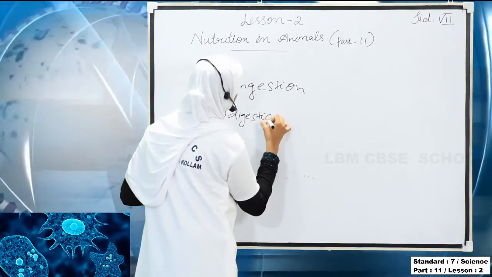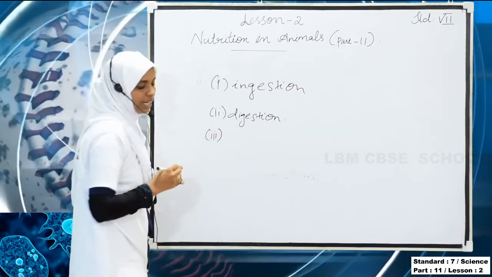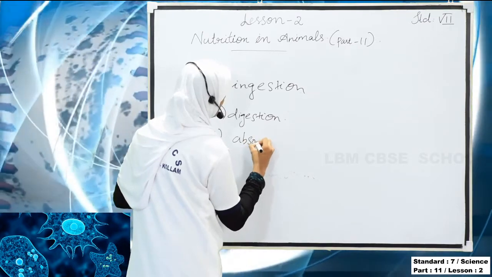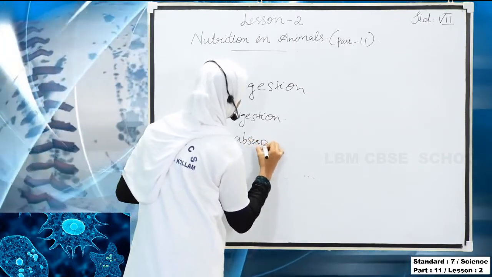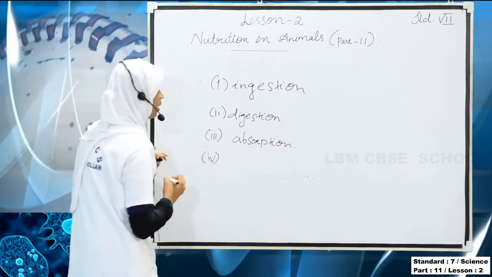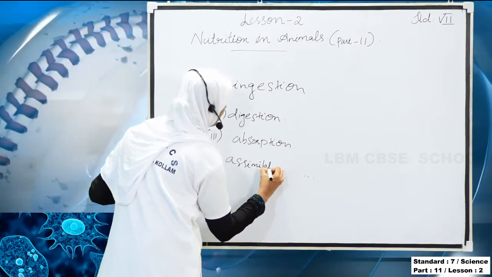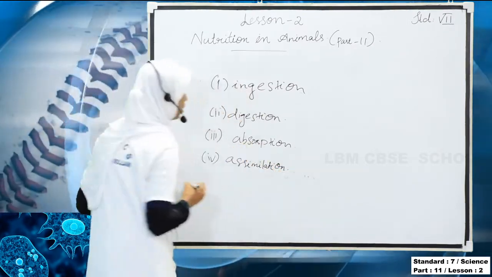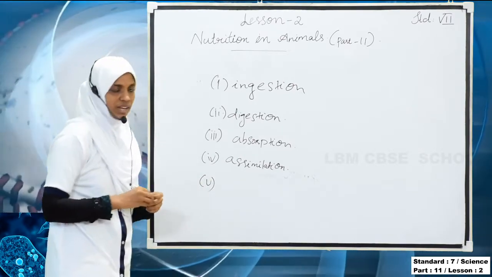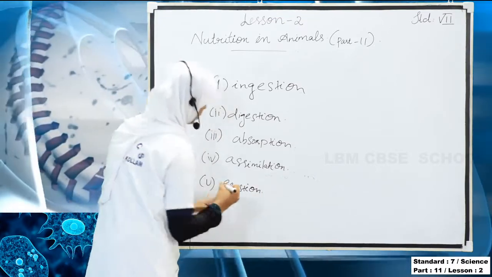Okay, the first process is ingestion, the second process is digestion. After digestion, what is the process? Absorption. Our small intestine absorbs the food material. Then, in the small intestine, another process is assimilation, because the body utilizes the protein and other components. And the last one is ejection. The removal of waste in our body is ejection.